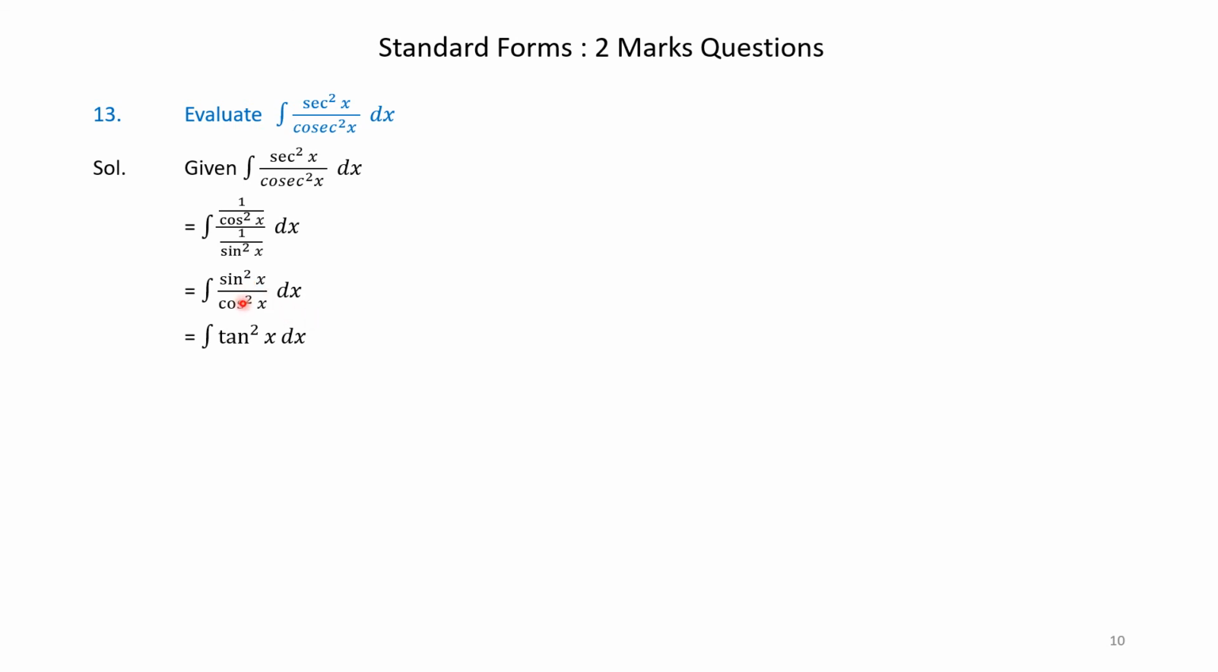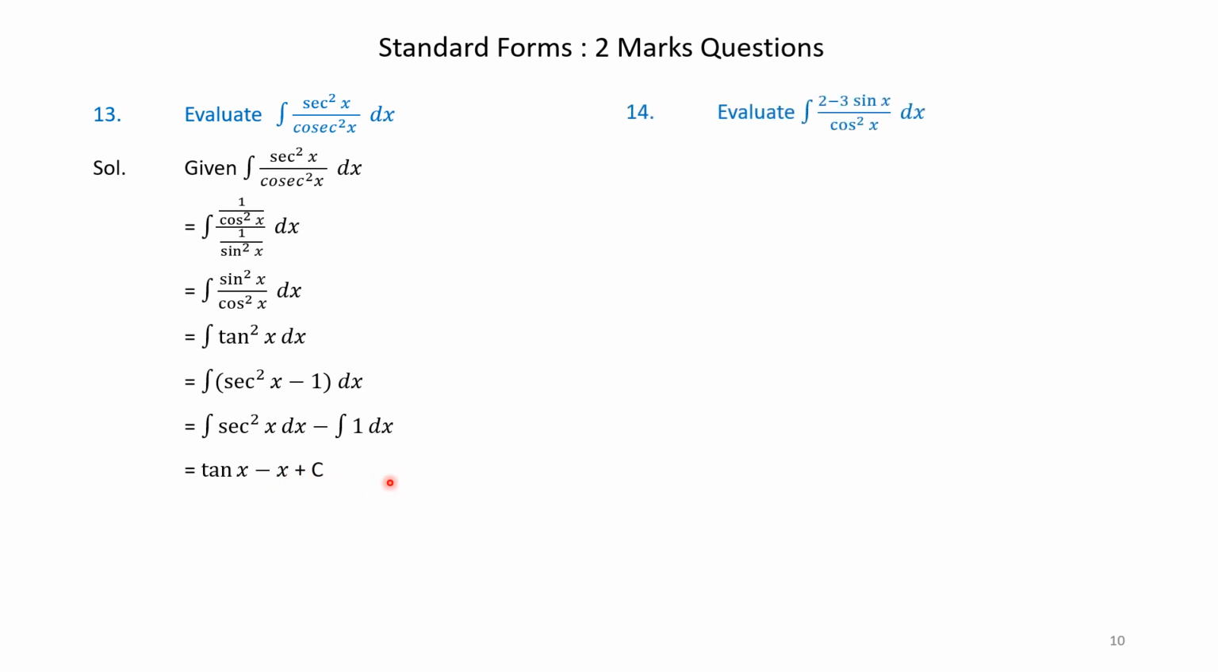Therefore, sin by cos is tan, so it is tan squared x. This is once again simply using the trigonometric relationship. We also know that tan squared x is secant squared x minus 1. Therefore, we write this as the integral of secant squared x dx minus dx. The integral of secant squared x is tan x, from the standard integration formula, so we get tan x minus x plus c. c is the constant of integration.